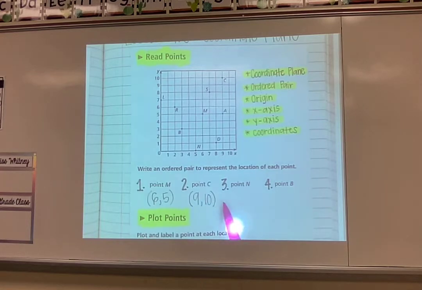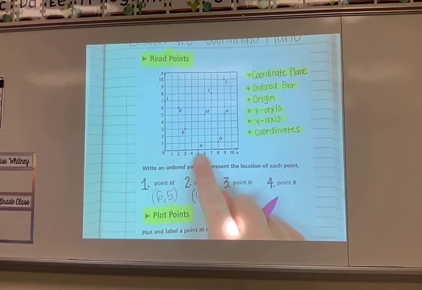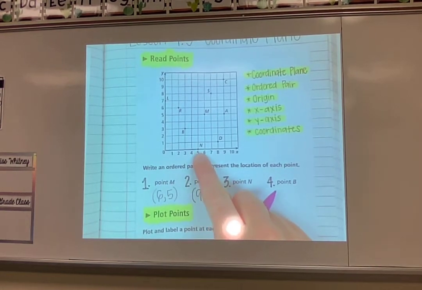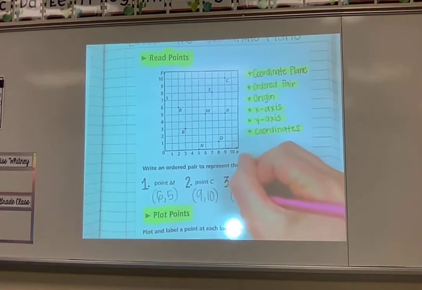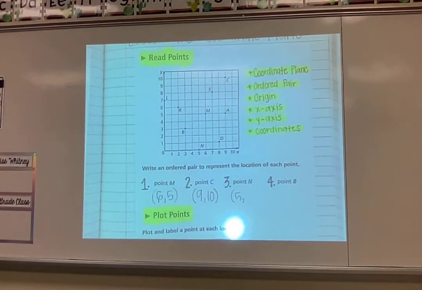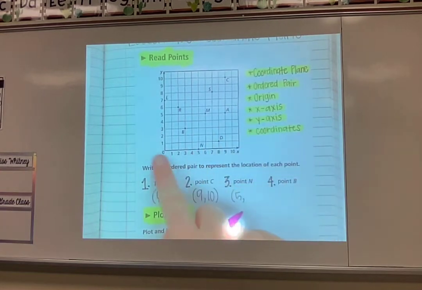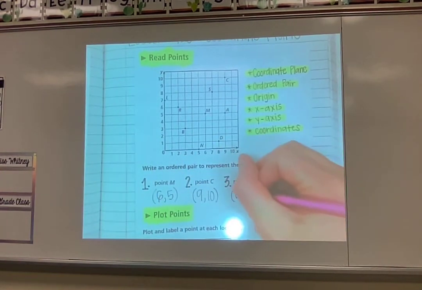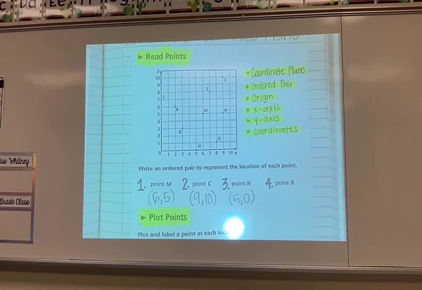All right, number 3 is point N. I'm going to find point N. It's kind of tricky. It's way down here. I know my x coordinate has to come first because, remember, x comes before y in the alphabet. That's how you remember. So my x number is 5, and then I put my comma. My y number is 0. It's not up at all, so it's just 0. It's at 0 going up and down. So (5, 0) is for point N.